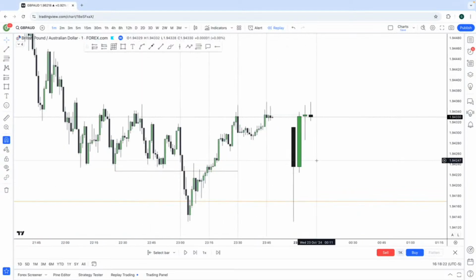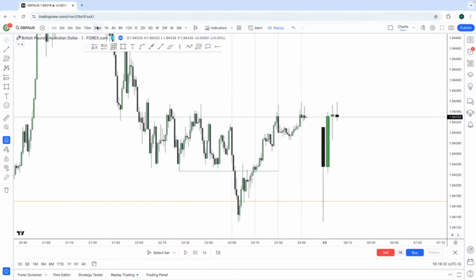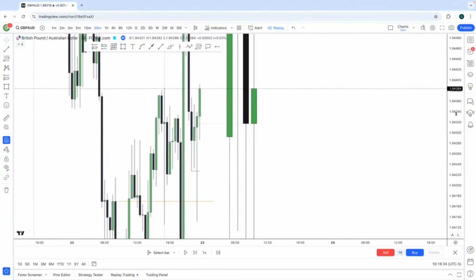Right. So I don't think we can trade this one, right? Because look at the CSD, it's extremely far. So this wouldn't be a model, right? The CSD is too far. So yeah, no trade there, unless there's like a 30-minute model.